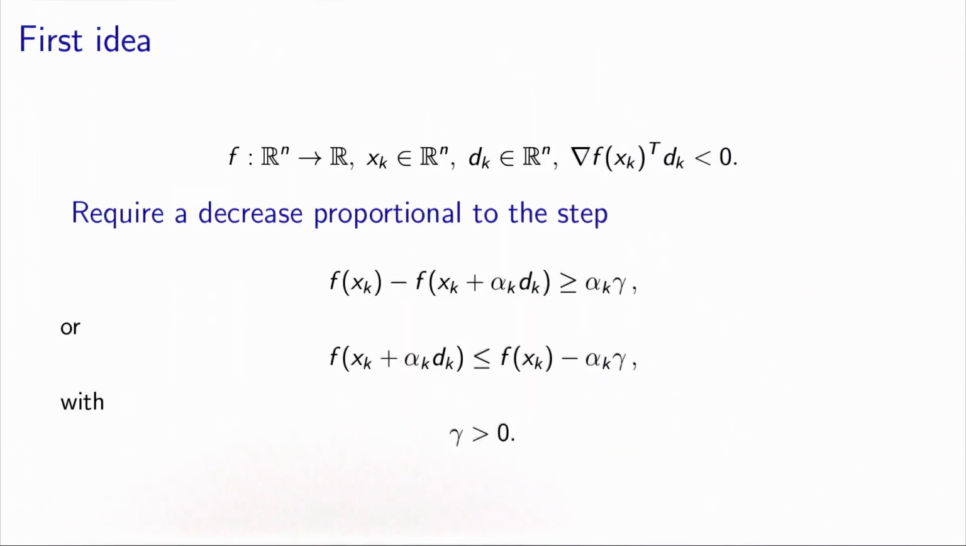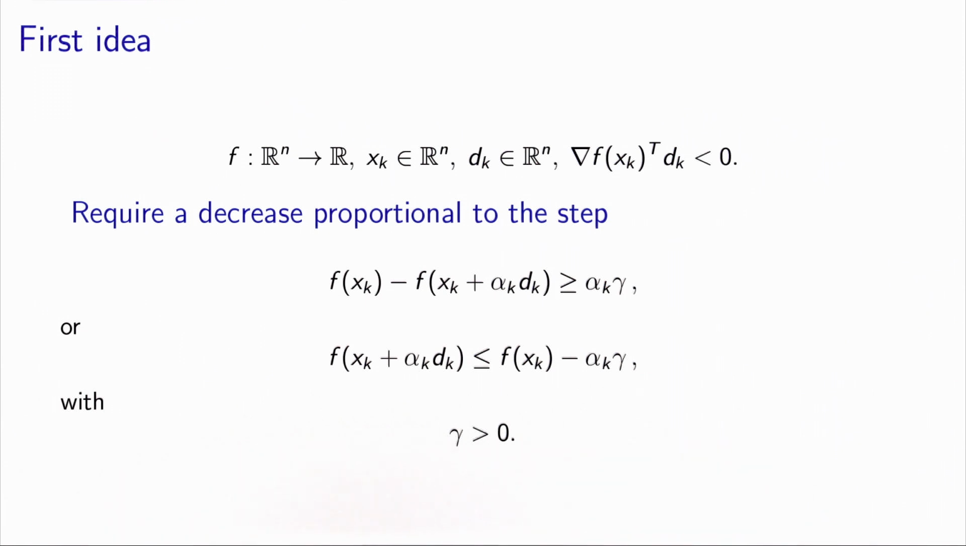Actually, we will need two conditions to characterize a good step. This video will focus on the first condition, and the next video will focus on the second condition. So the context is the same as before. We are minimizing a function f of n variables. We are currently at an iterate xk. We have calculated a direction dk, which is a descent direction, because the directional derivative is negative.